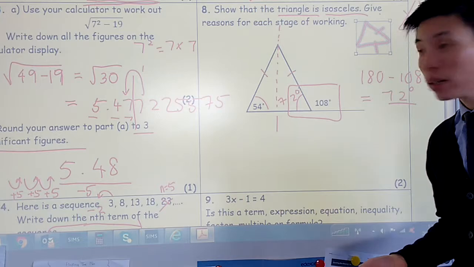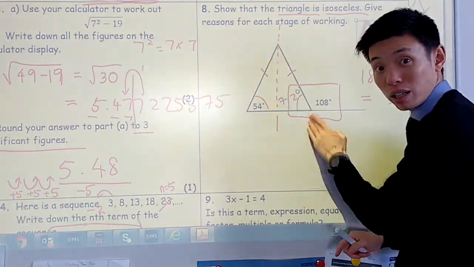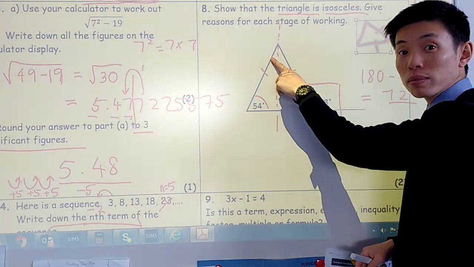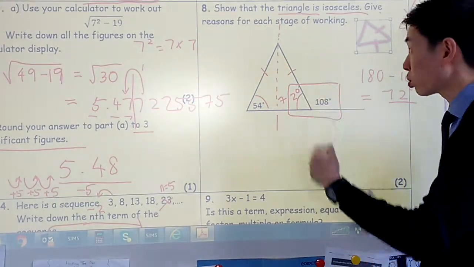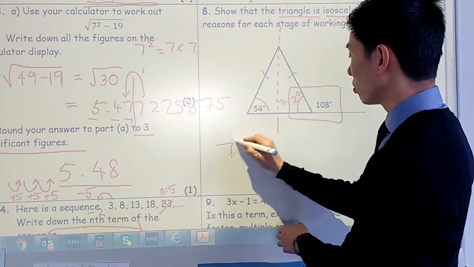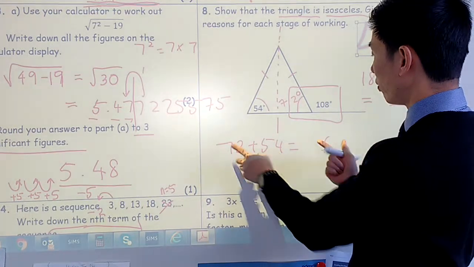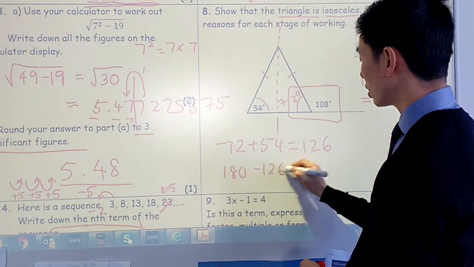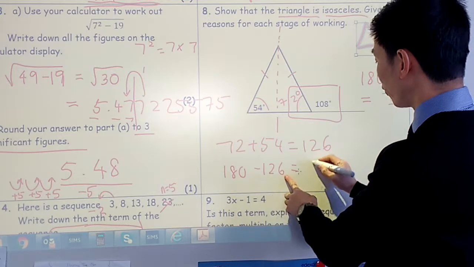Well, however, I assumed it's this too, right? What about this? If this is 54, 72, then this is still an isosceles. So I better double check what that third angle is as well. So 72 add 54 is going to give me 7 plus 5, 126. 180 take away 126. If you put that in the calculator, that's going to give me 54 degrees.